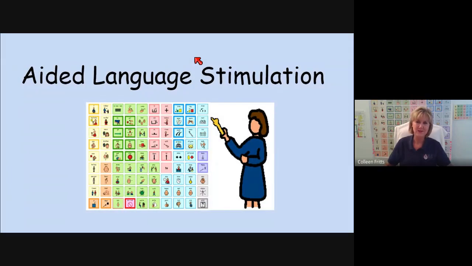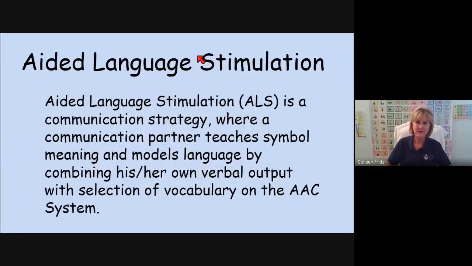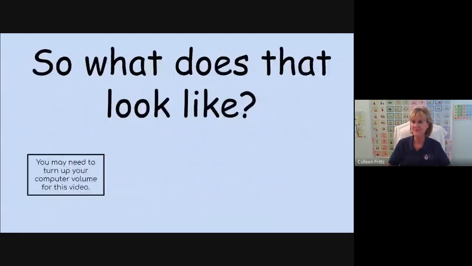Aided language stimulation. We've talked about aided language stimulation in the past, and here is a definition of it. But as you have symbols in your environment, you can model for your children how to use those symbols. That's what aided language stimulation is about. It's using their language to communicate with them. If they're going to get fluent in that language, it has to be modeled for them, just like you would model any other foreign language or sign language.